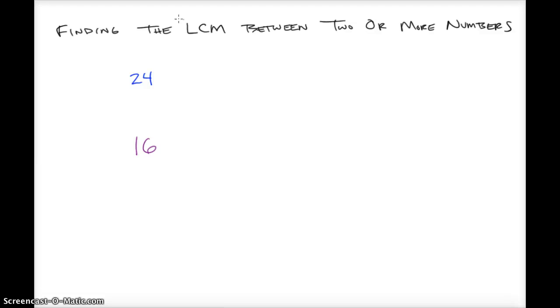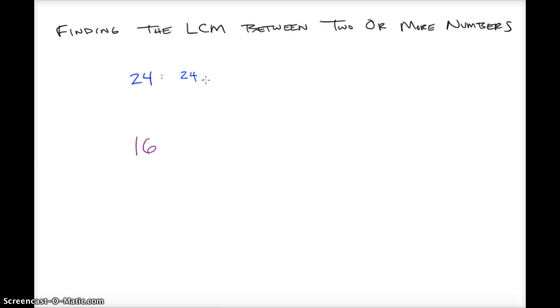Alright, finding the lowest common multiple is pretty much the opposite of the greatest common factor. Factors and multiples have a relationship with one another, but let's just see what we're doing with the lowest common multiple. So instead of finding factors of 24, which are numbers that go into 24, I'm going to find the multiples of 24, which are the numbers that 24 goes into.